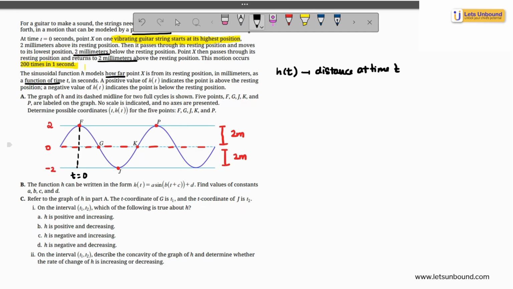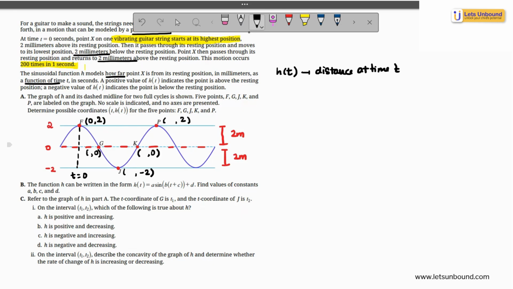So the red line and the black line indicate nothing but the axes here. So I can say F would be at a point where time is 0, and at a height of 2 millimeters above. So this can be the point (0, 2). Similarly, P is also very easy to calculate, but now we do not know the time at which P is here. But we know the y coordinate for P will again be 2. For J, the y coordinate will be negative 2. For G, the y coordinate will be 0, because it's on the x-axis, or the t-axis. And again, for K, it will be 0.